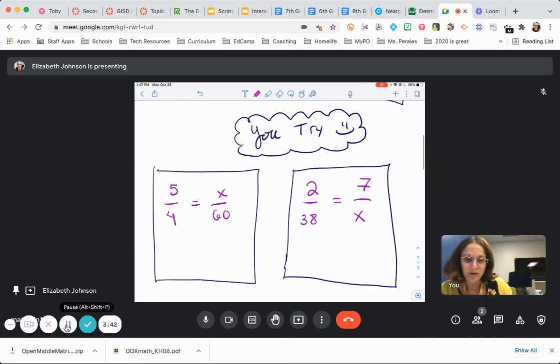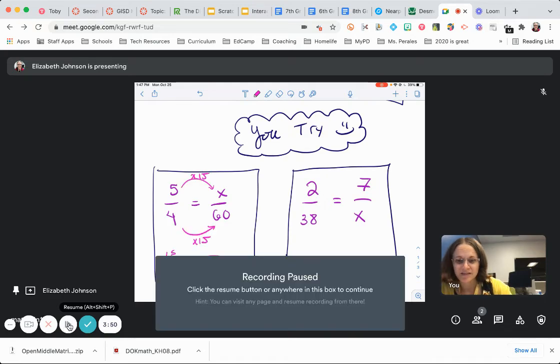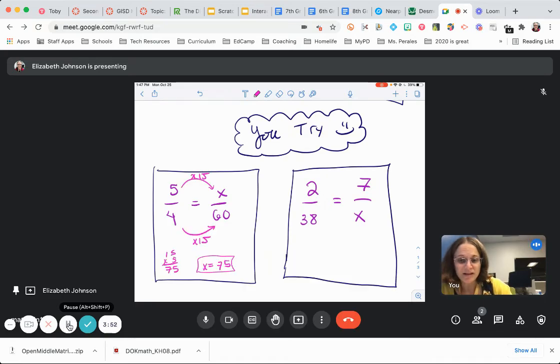Okay, now it's your turn. Pause the video and give it a try with these ones. Okay, if you're ready to see the solutions, then hit play. For the first practice problem here, we notice that 4 times 15 is 60. Then we know that 5 times 15 will give us x, and 5 times 15 is 75. So x is equal to 75. We use relationships between our ratios to find x.